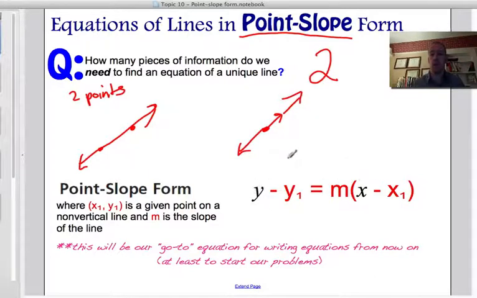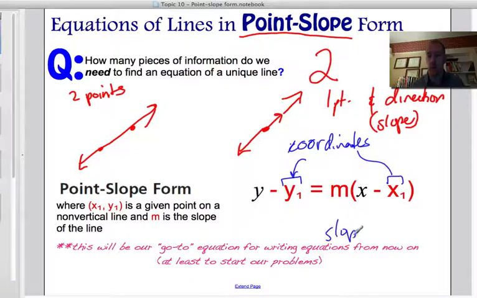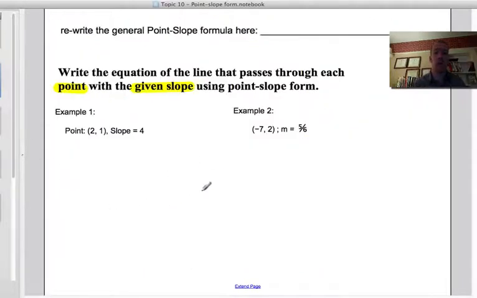Alright, so that's basically what this is. We have 1 point and a direction, our slope. So 2 points or 1 point and direction, which is really our slope. So these are just coordinates. So that's our y coordinate, and this is our x coordinate, and then this is the slope. So this is really the easiest linear equation form to use. Alright, so this is our go-to form whenever we're given information and we want to find the equation of a line. So let's do it a couple times.